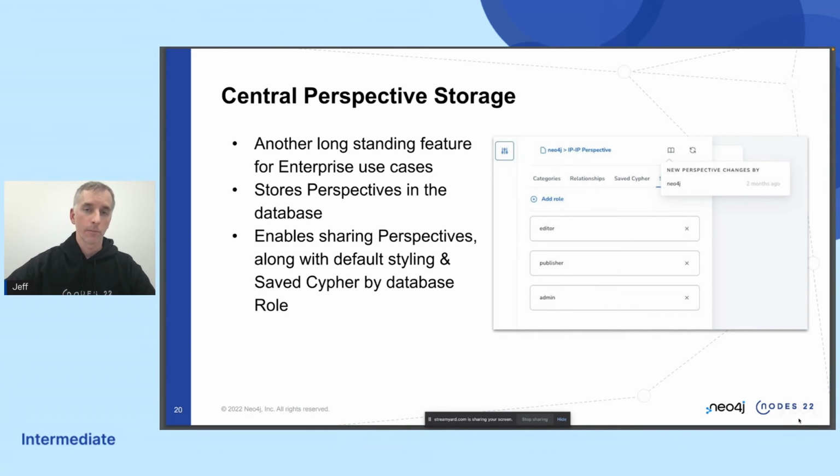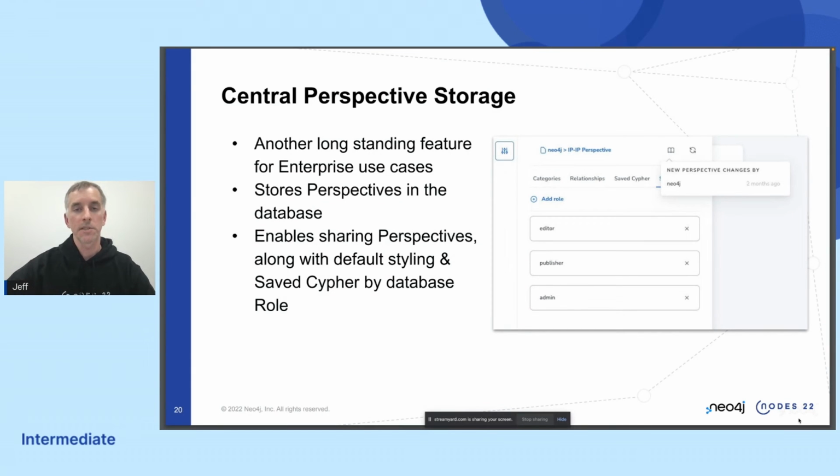But with the enterprise version of Bloom, what we can do is store the perspectives in the database, and we'll store them with nodes that are labeled with the Bloom perspective label. And you can share perspectives via database roles. In the Perspective Designer, you have the option to share under the Sharing tab, which will be present if you have the plugin. From the Sharing tab, you can select database roles, and anyone who logs into Bloom and has one of the roles that a particular perspective has been shared with will be able to see that perspective automatically in the perspective gallery.